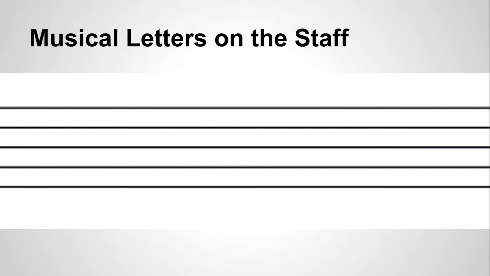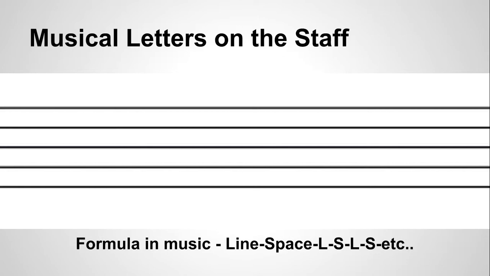So now, how do we apply the musical letters? We've learned our alphabet. How do we apply the alphabet on the staff? Well, there is a formula in music, and that formula is line, space, line, space, line, space, line, space, etc. What does that mean? That means if the letter A was on a line, the next space would be B, and then the next line would be the letter C, and the next space would be the letter D, and so forth. So let's do an example.